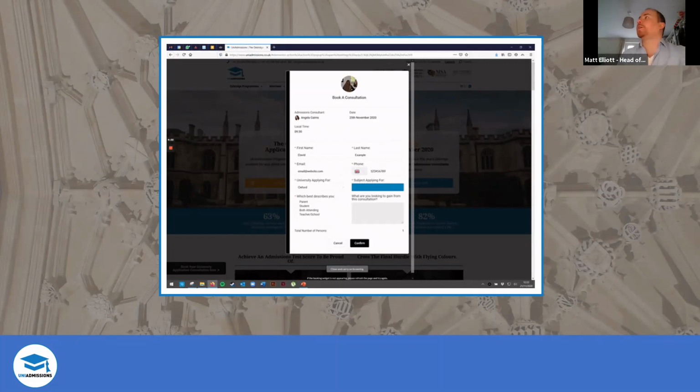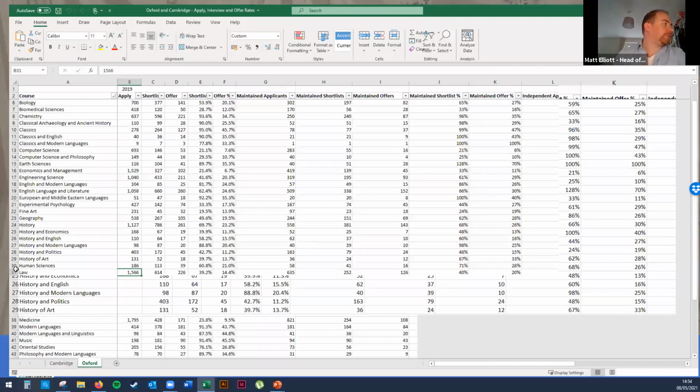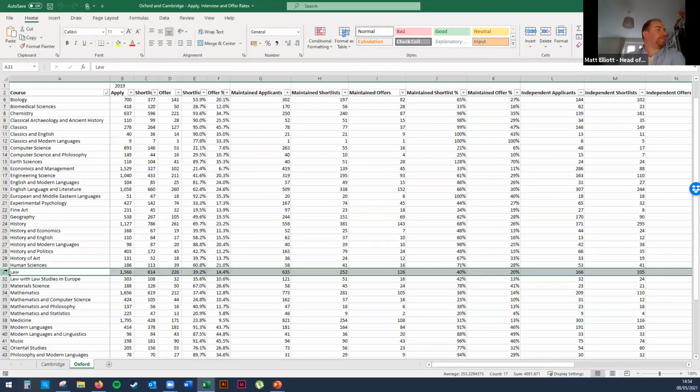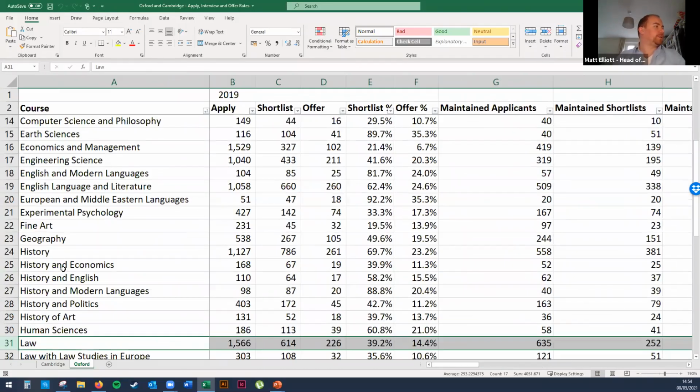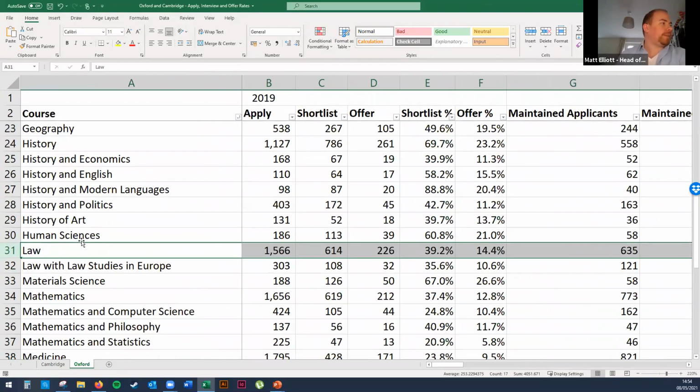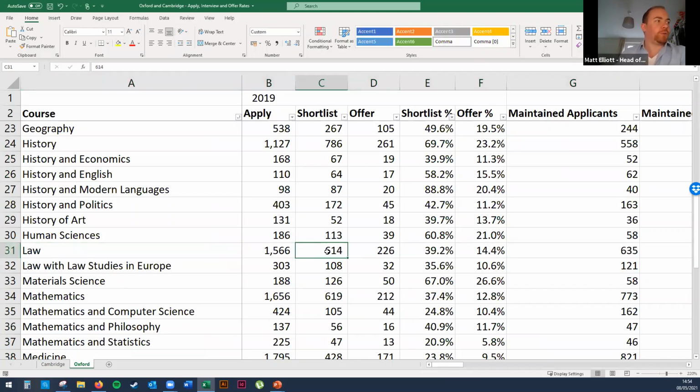In fact, I'll put it on the screen, shall I? 1,566 people applied. Oh, this is going to be very small, isn't it? Let's see if I can zoom right in. There we are. 1,566 people applied for law at Oxford. 614 of them were shortlisted, so just under 40% of people were shortlisted. 226 of them got offers. So that's just over 14% got offers.